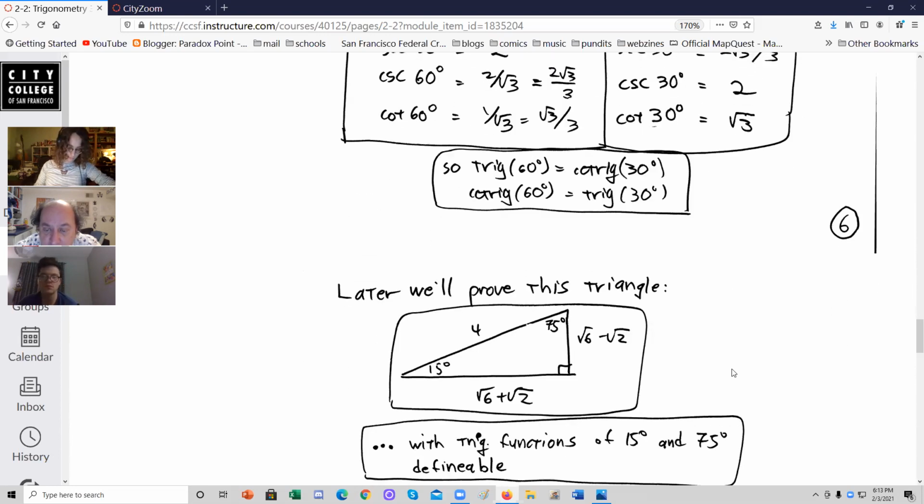Now, later on, I'm going to prove that this is a right triangle with angles 15 degrees, 75 degrees, and 90 degrees, with a diagonal of 4. Then this short side is root 6 minus root 2, and this side is root 6 plus root 2. And then from this diagram, we can read off the trig functions of 15 degrees and 75 degrees.